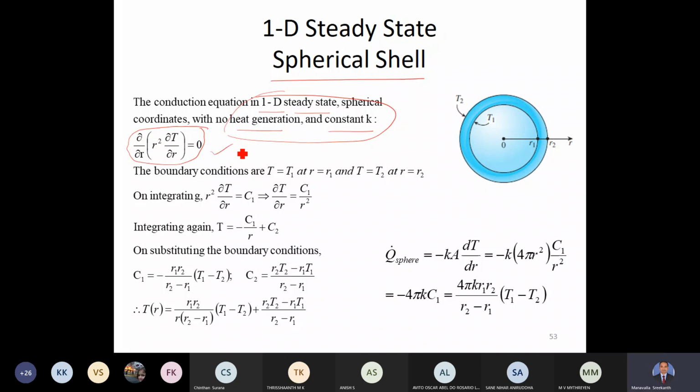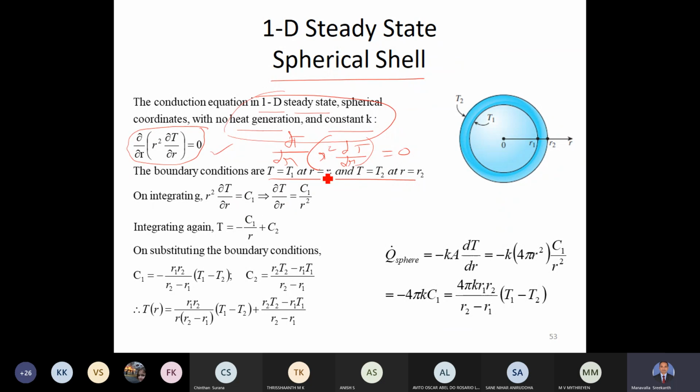Now, when you look at this, it appears to be a partial differential equation. But again, if you look at the dependent and independent variables, there is only one dependent variable and only one independent variable. T is the dependent variable which depends on r. Therefore, this is very well an ordinary differential equation which can be written as d by dr of r squared dT by dr equal to 0. So now we have two boundary conditions, and like we did for the case of the cylinder, we can also do for this.